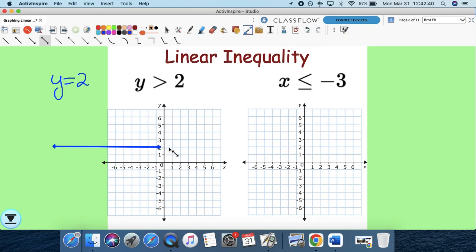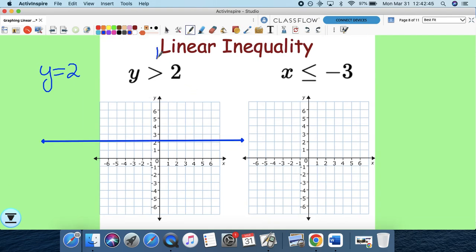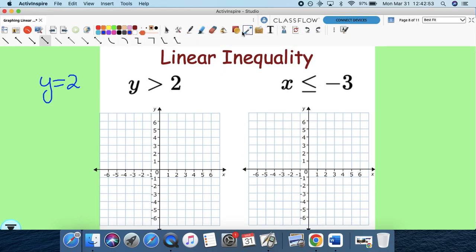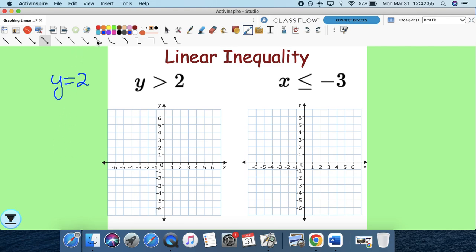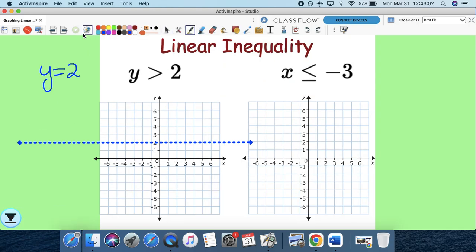I'm going to draw this line first. But because this inequality sign is greater than, without the equal sign, we're not going to use a solid line, but rather we're going to use a dashed line. So go over here. Now we want the side where all the y values are greater than 2. Do you think it's going to be up here or down here?